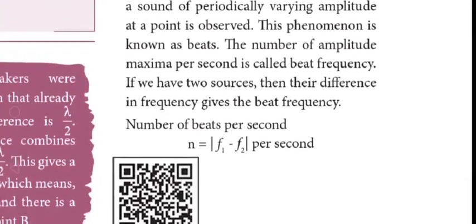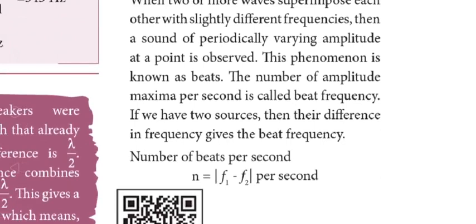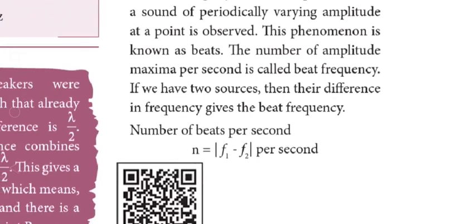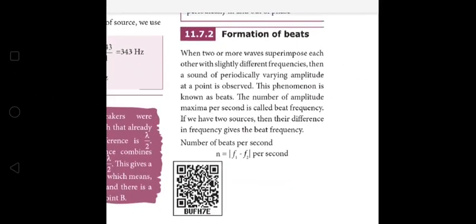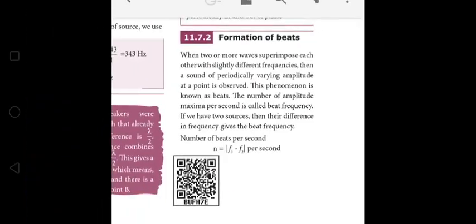The number of amplitude maxima per second is known as the beat frequency. So if you have two sources, then their difference in frequency gives the beat frequency. That means the number of beats per second, n, is equal to the modulus of f1 minus f2 per second. That is the formation of beats.